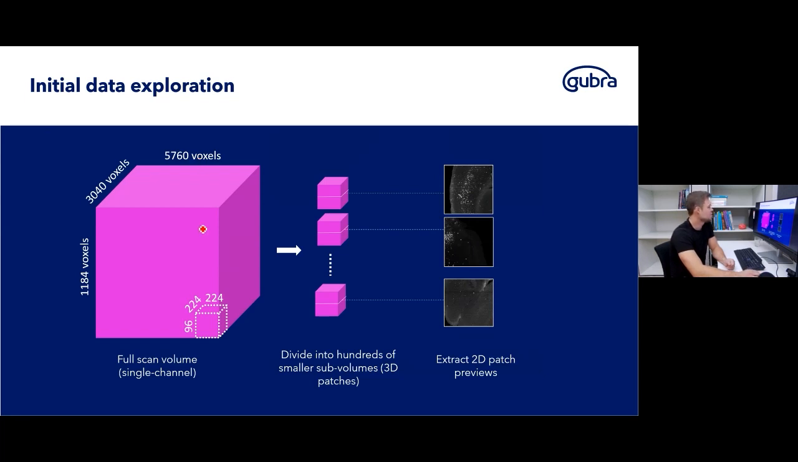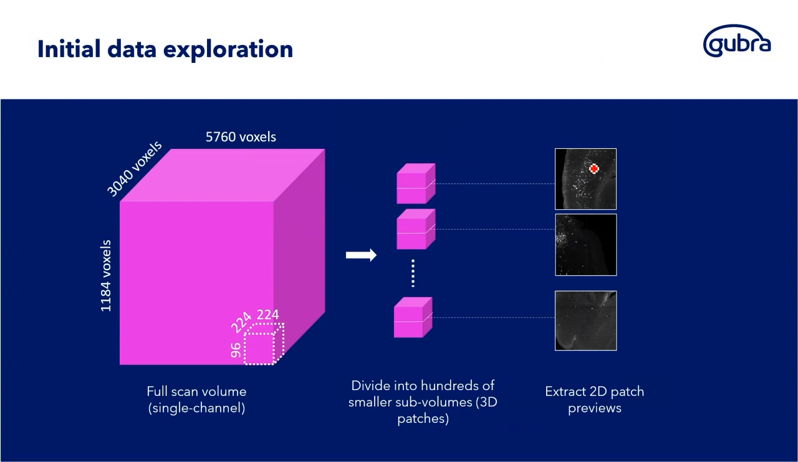So the first step we do is to divide it into some subvolumes. In this case, hundreds of subvolumes. These subvolumes are 224 by 224 voxels and 96 images in the stacks. This, again, we further reduce by taking out the middle image of each subvolume that you see here to the right. These images we call 2D patch previews, and these are the images that we will now do some computations with.